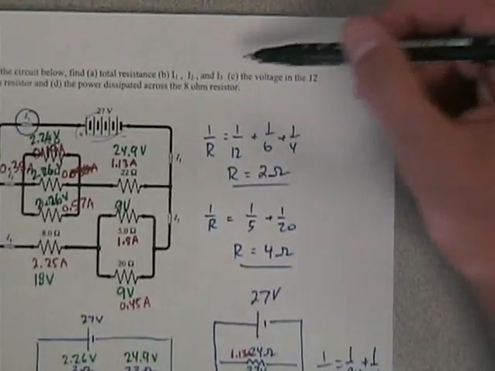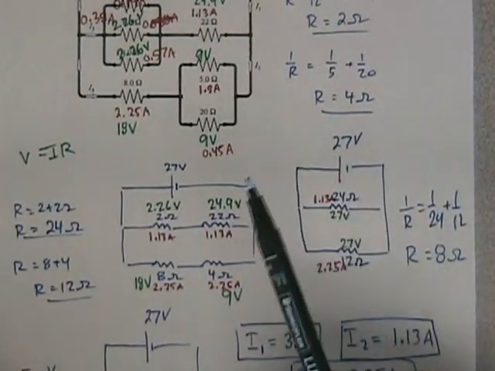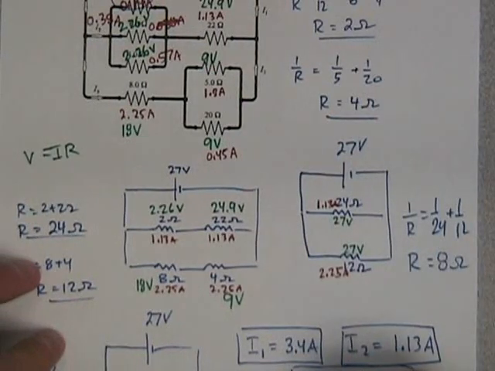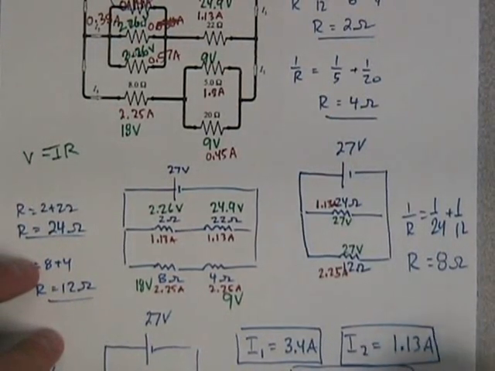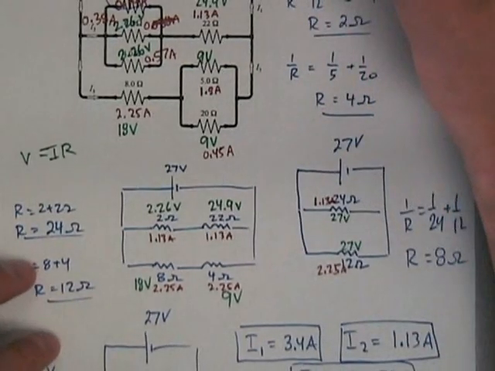For part C, it wants to know the voltage in the 12 ohm resistor. Well, which one is the 12 ohm resistor? Well, that's this one right here. So the voltage in the 12 ohm resistor is 2.26 volts. So we got that. And the power dissipated.